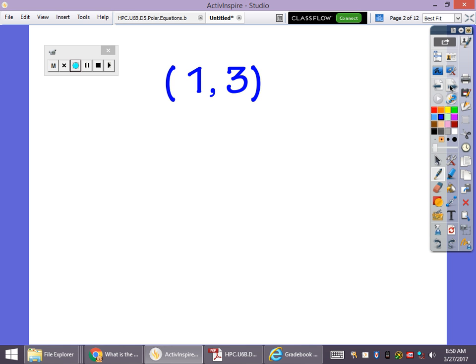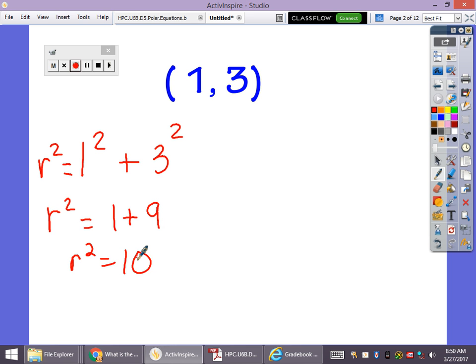So this is everyday numbers, which means it's in what form? Rectangular, and I want to go to polar. I provided you with some formulas to do that. What do you think I should do first? Plug it in, okay, so how would that look? 1 squared plus 3 squared. Yep, my r squared equals that. So r squared equals 1 plus 9. R squared equals 10. R equals square root of 10.